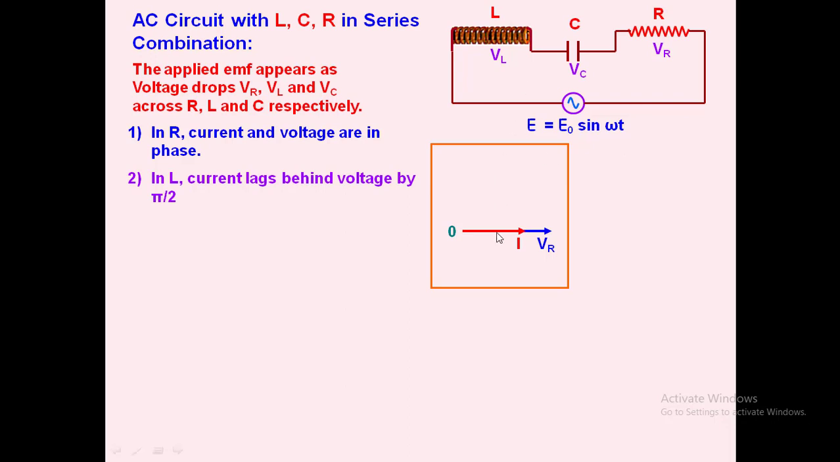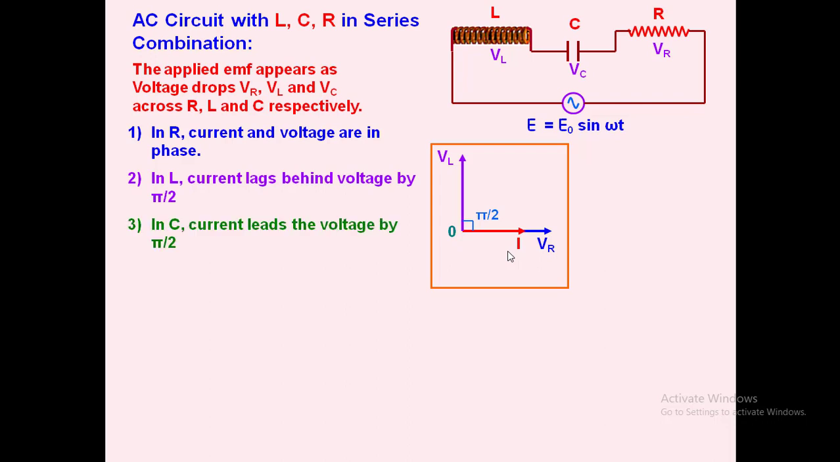So already we have represented the current, because L, C and R are all connected in series with one another. In a series combination, what will remain constant? The current will remain constant. So already we have represented the current as I. That is the voltage drop across the inductor, which is leading by an amount pi by 2 with respect to the current.